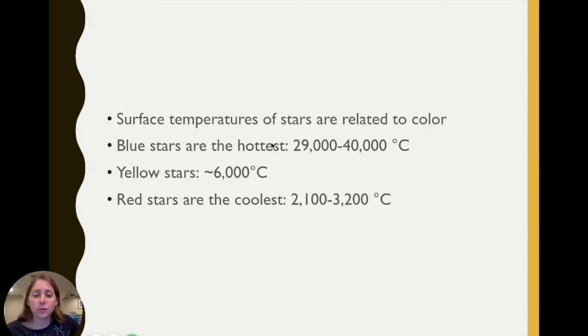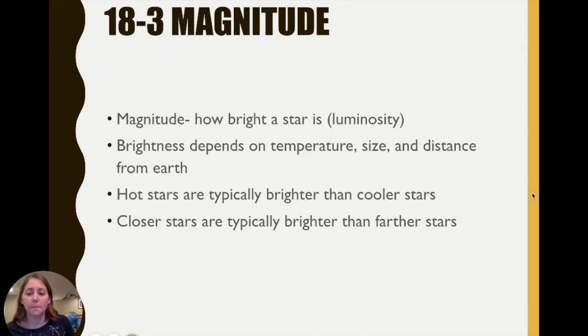Surface temperatures of stars are related to color. So blue stars are the hottest, typically like 30,000 to 40,000 degrees Celsius. Yellow stars are around 6,000, that's about the temperature of our sun. And red stars are the coolest, around 2,000 to 3,000 degrees Celsius.